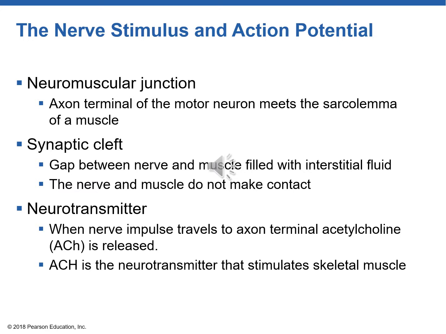There's a synaptic cleft, which is a small gap between the end of the neuron and the sarcolemma of the muscle. So these things don't actually physically touch each other. The neuron and the muscle cell don't touch each other. There's a little tiny gap in between. And in that gap, a neurotransmitter can be released. The neurotransmitter is like a chemical messenger. In this case, it's acetylcholine that is used.